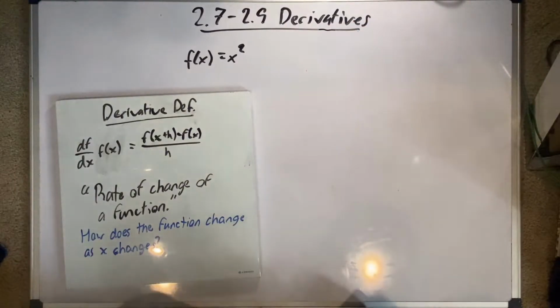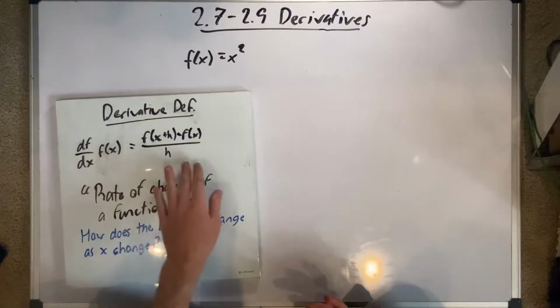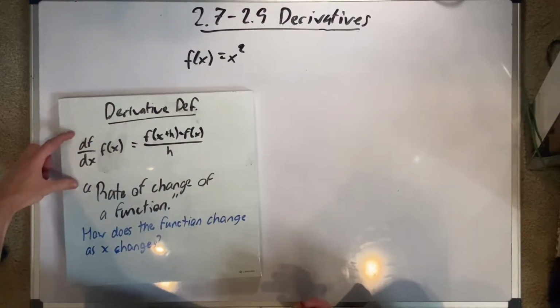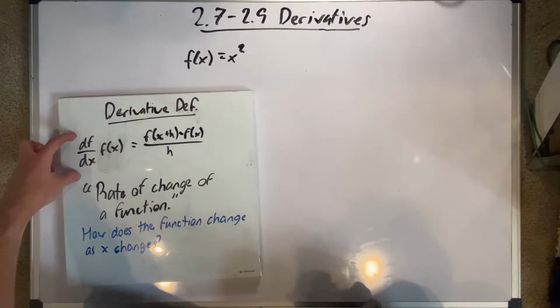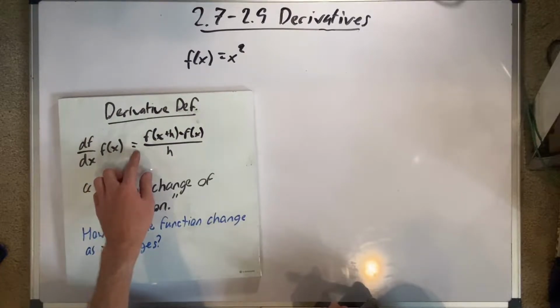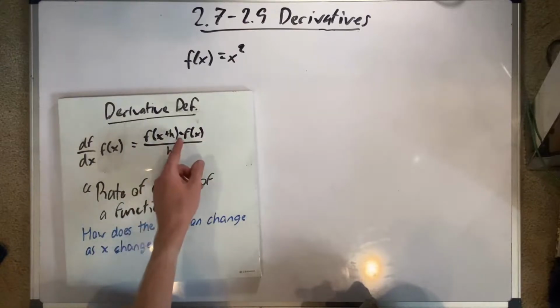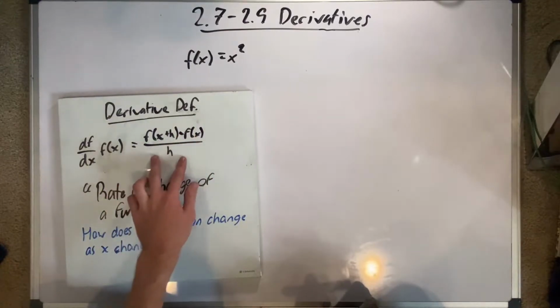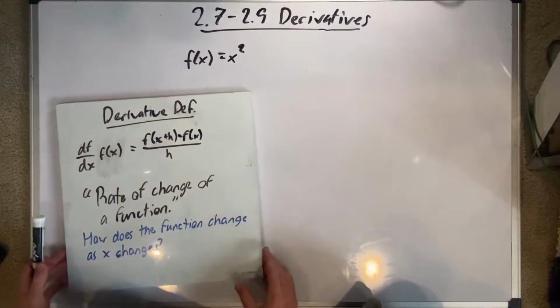So what we're going to do is actually derive the definition of the derivative, because basically what this entire thing says is the derivative, this df over dx is the signature for the derivative of this function. f of x is equal to f of x plus h minus f of x, over h. We're going to talk about how we get to this thing, okay?